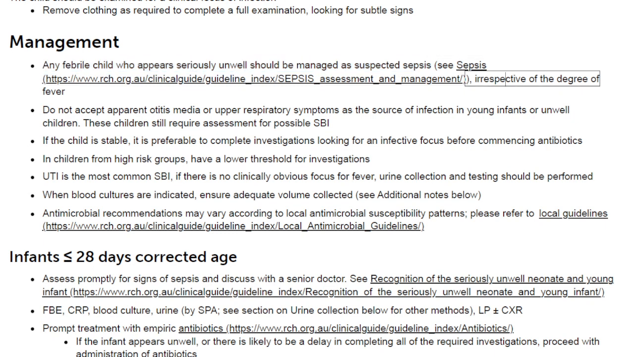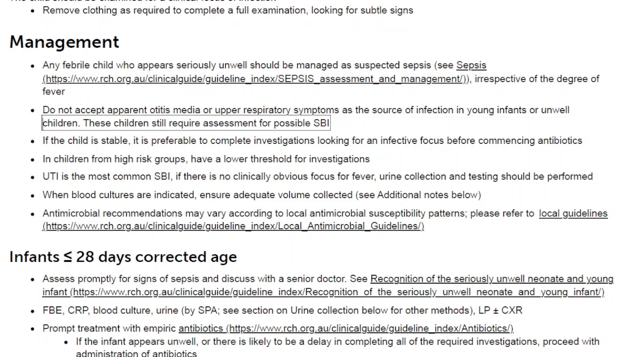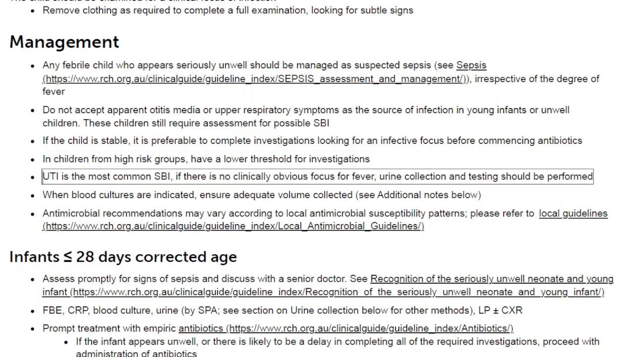Irrespective of the degree of fever, do not accept apparent otitis media or upper respiratory symptoms as the source of infection in young infants or unwell children. These children still require assessment for possible SBI. If the child is stable, it is preferable to complete investigations looking for an infective focus before commencing antibiotics. In children from high-risk groups, have a lower threshold for investigations.